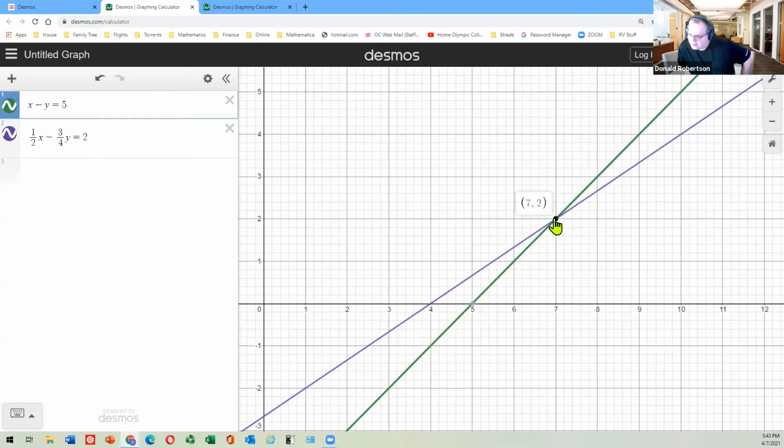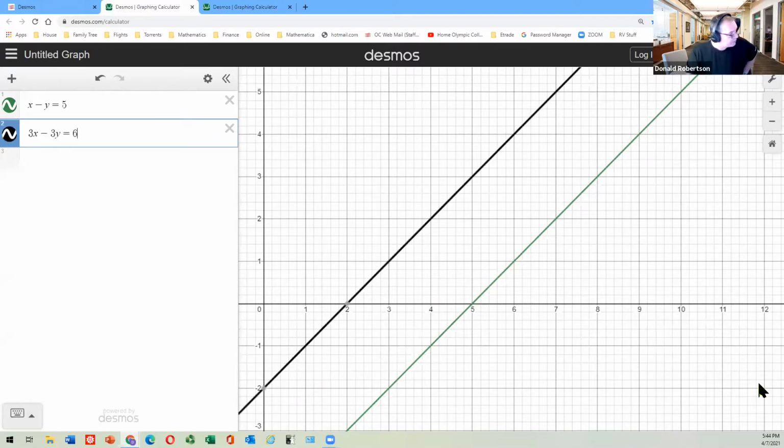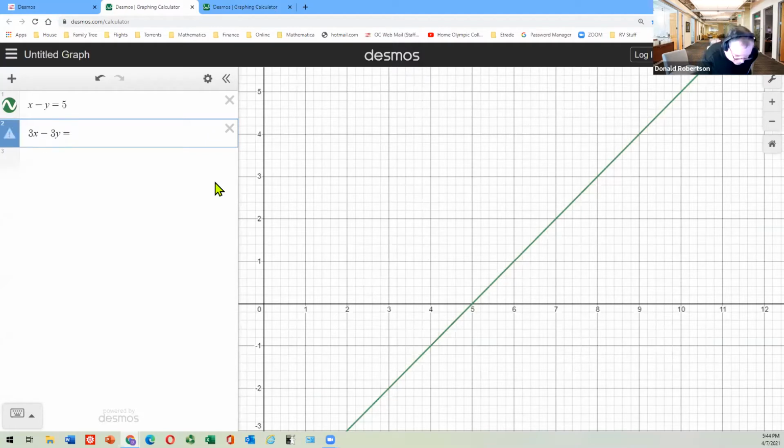I think I should do a parallel one, and an equivalent one, just to see what it looks like. So I'm going to keep that one, and I'll find something that's parallel to it. Parallel to it could be 3x take away 3y equals 6. There we go. Can you see those two are parallel? No solution. Right. You want one that's equal to it. How about that? Did you see the black one jumped on top of the green one? So there's actually only one graph now.